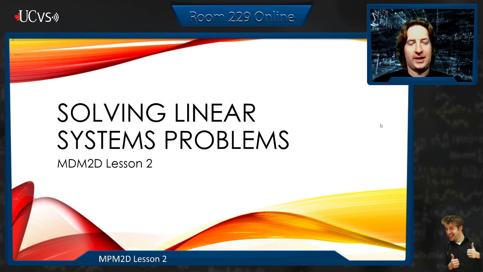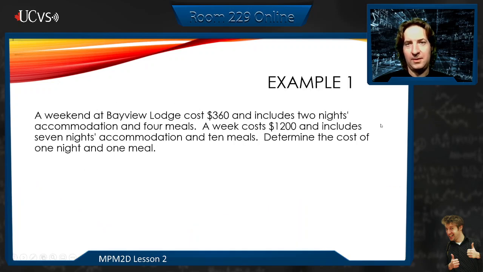So the first one we're going to look at talks about Bayview Lodge. A weekend at Bayview Lodge costs $360, and that includes 2 nights accommodation and 4 meals. So if you stayed for 2 nights and had 4 meals, that cost $360. If you stayed for the whole week, that's going to cost you $1,200 for 7 nights and 10 meals. How much does one night cost, and how much does one meal cost?